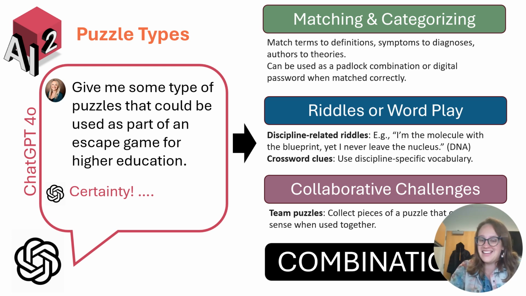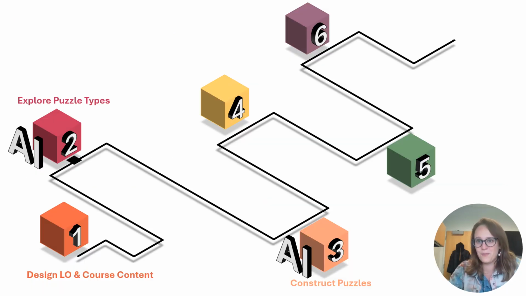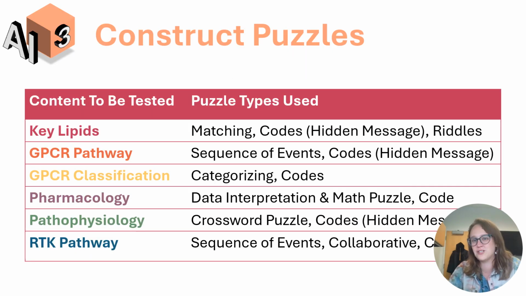And ultimately, our goal was in our escape room in each puzzle step to use a combination of these different puzzle types in order to keep the students engaged throughout. And so now that we've used AI to explore some puzzle types and help us build some creativity, we then went on to constructing those puzzles. And what you'll see here is the content we wanted to be tested with the different puzzle types used. And what you're going to see is that we use a combination of puzzle types for every different piece of content. I'm going to show you some of those examples and how we generated them.